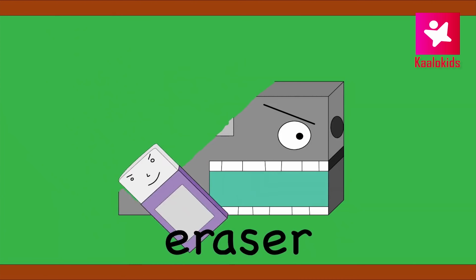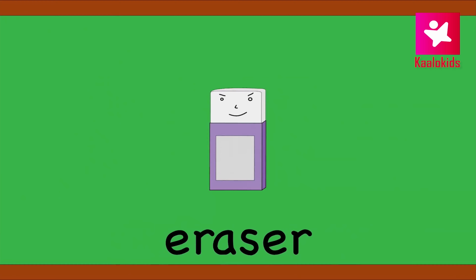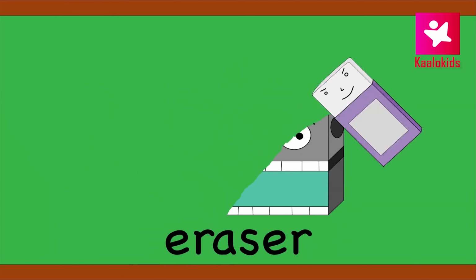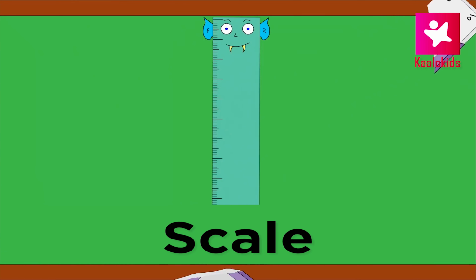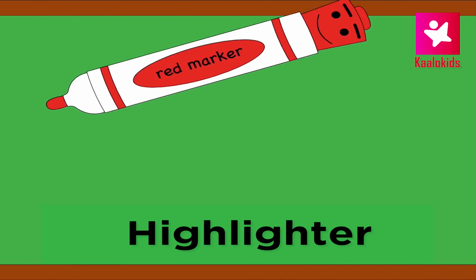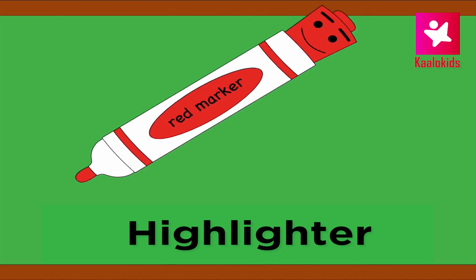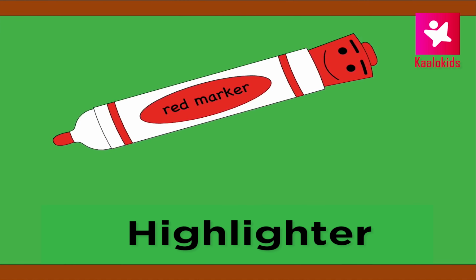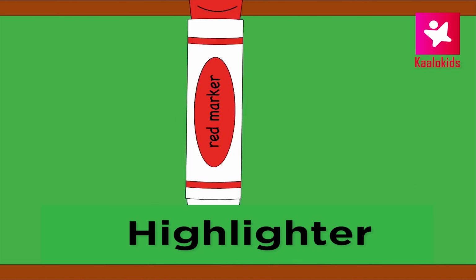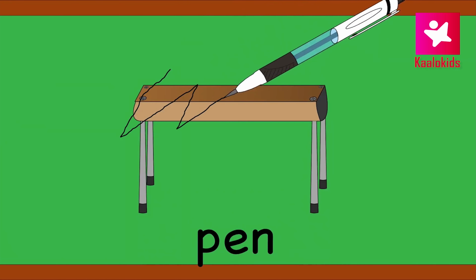This is my eraser. I can erase and write again. This is scale to draw straight lines. This is highlighter to highlight bullet points. This is pen.